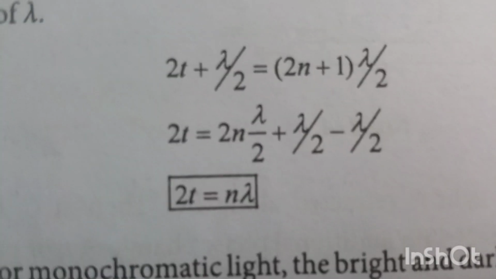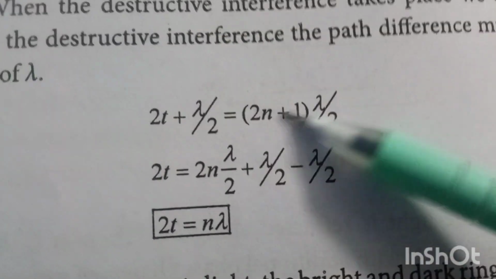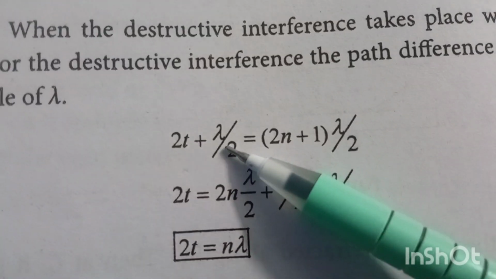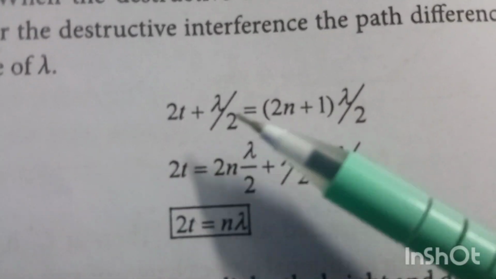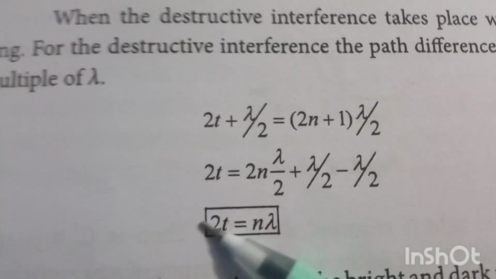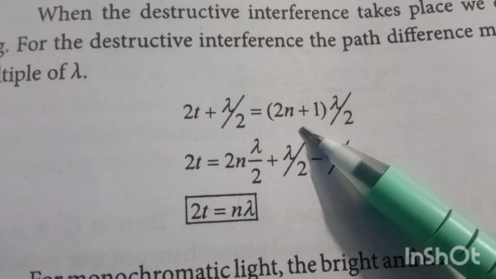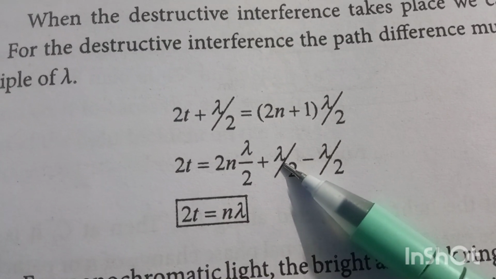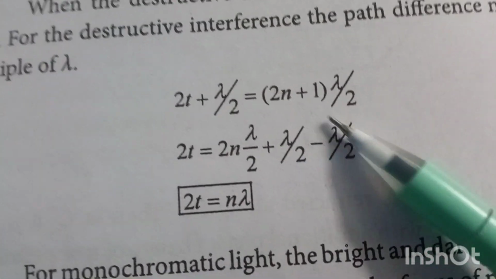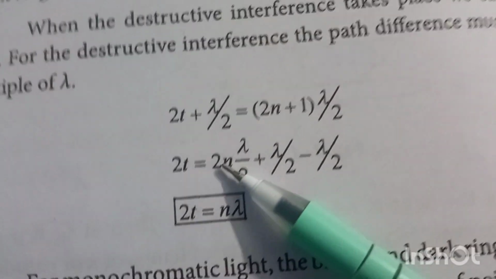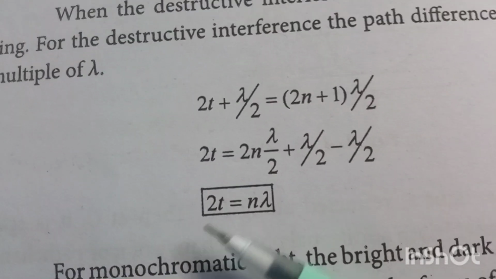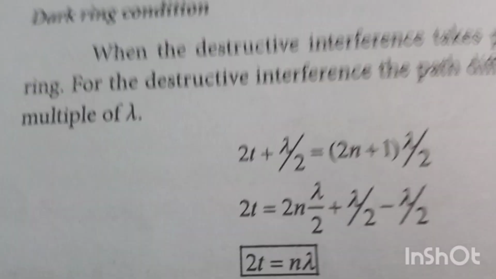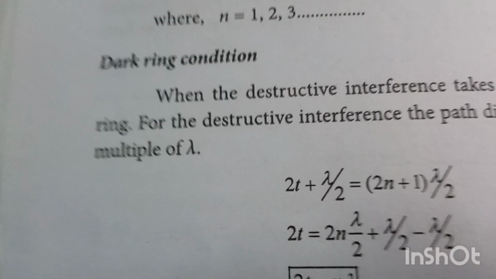If destructive interference exists between two light rays, then the condition is 2t plus lambda by 2 equals (2n plus 1) into lambda by 2. Splitting into parts, 2t plus lambda by 2 is equal to 2n lambda by 2 plus lambda by 2. The 2 cancels here, and lambda by 2 cancels. We get 2t is equal to n lambda. So here the condition we get is 2t is equal to n lambda.